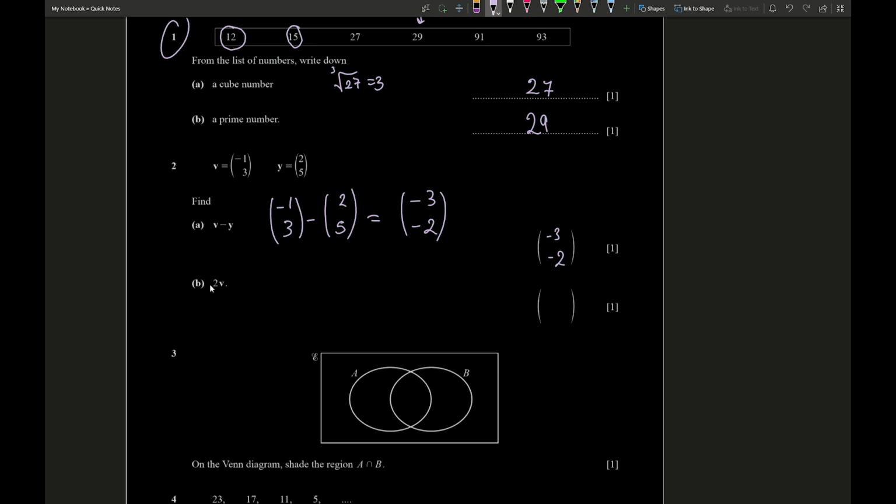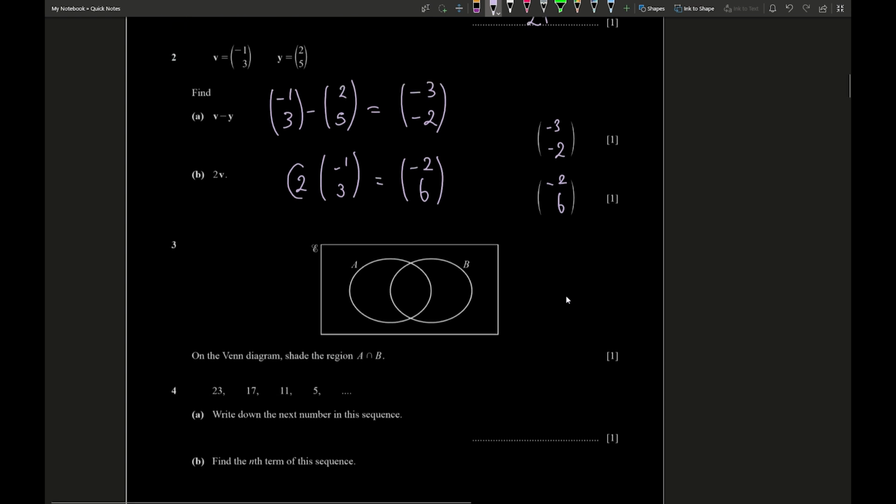On to part B, 2 multiplied by the vector v. So 2 multiplied by the vector v, which is (-1, 3). You'll just multiply the constant 2, or the scalar 2, by each component in the vector. So 2 times -1 would be equal to -2, and 2 times 3 is equal to 6. This is the answer. Alright, question number 3.